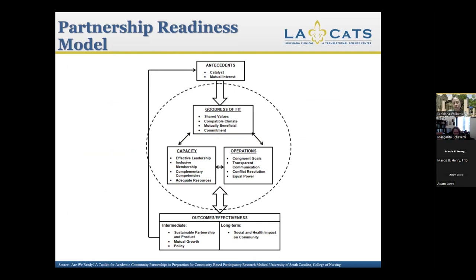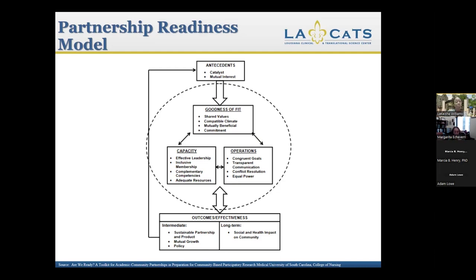So when we look at this awesome model, and this is coming from the Medical University of South Carolina, they have just awesome resources. Feel free to go on their website and identify some additional information. They have this model that talks about, are you ready to partner? And so really being able to have that understanding of, okay, what is our mutual interest, first of all?